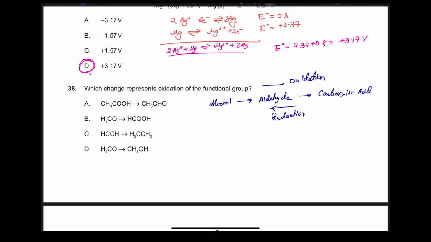So carboxylic acid to aldehyde is reduction. Yeah, so we can eliminate this. This is aldehyde to carboxylic acid. Methanol to methanoic acid, so that is oxidation. So B is the correct answer for 38. Let's check the other options.